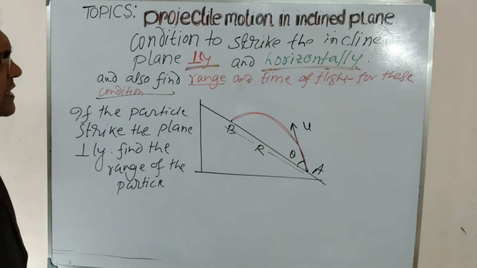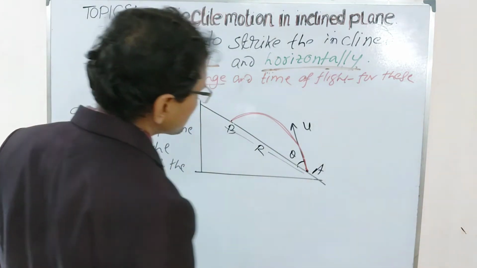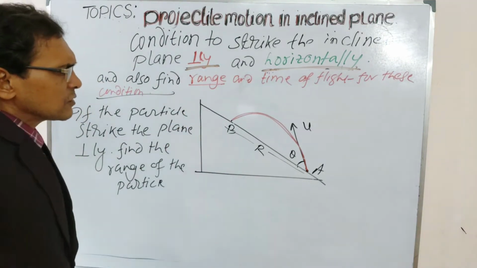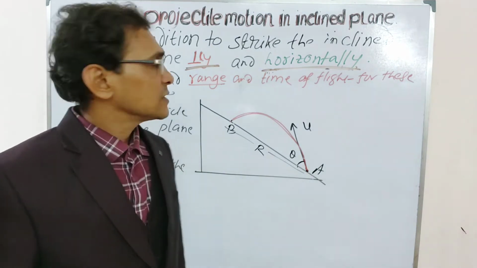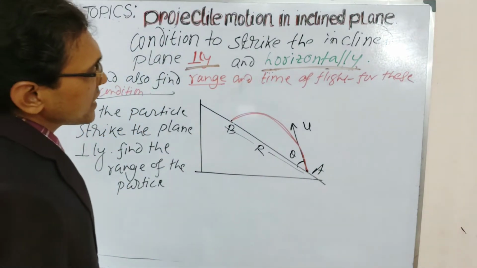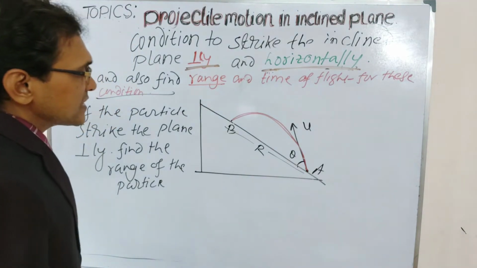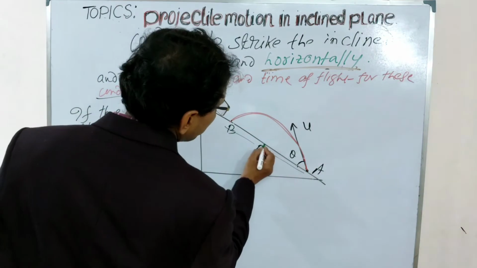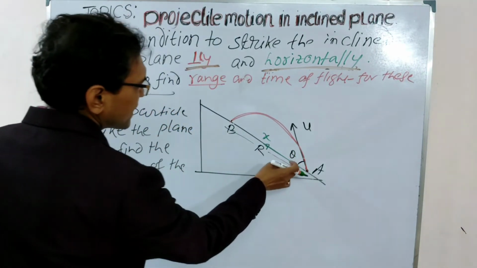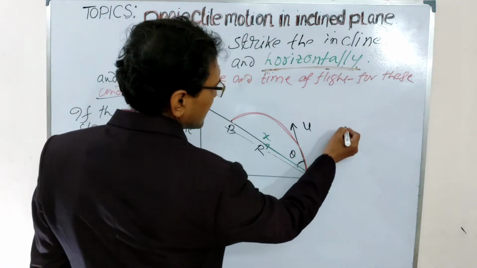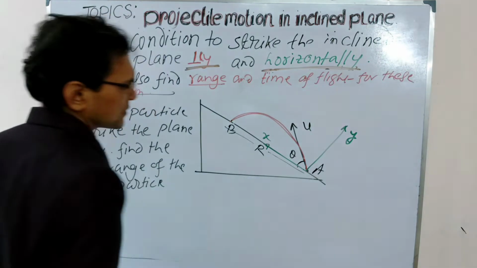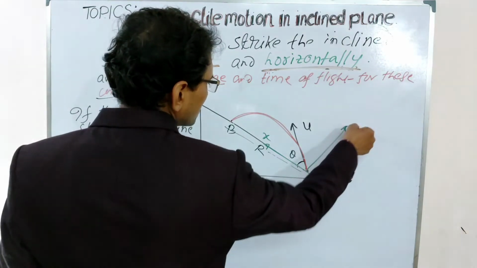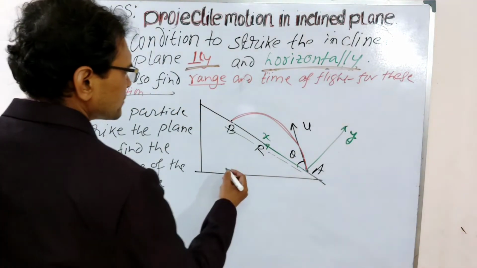I have told you many times, repeatedly, that when you solve a problem related to an inclined plane, always resolve the velocity and acceleration in the x and y directions. So you have to take x and y in two convenient directions. Here we take the direction along the inclined plane as the x axis, and the direction perpendicular to the plane as the y axis.